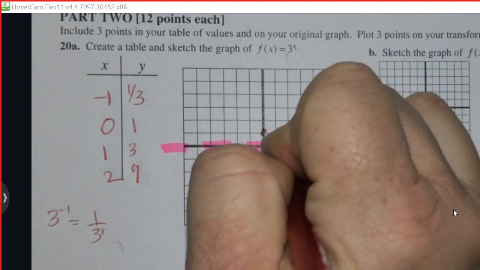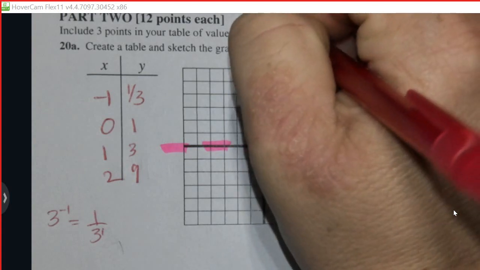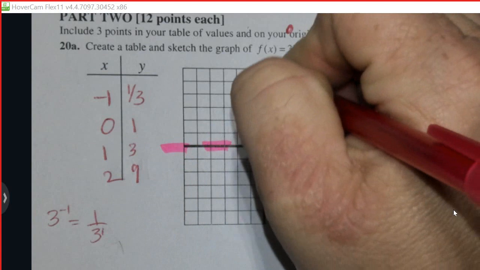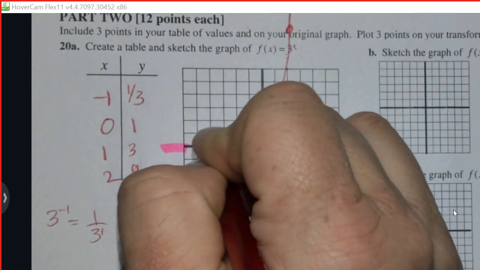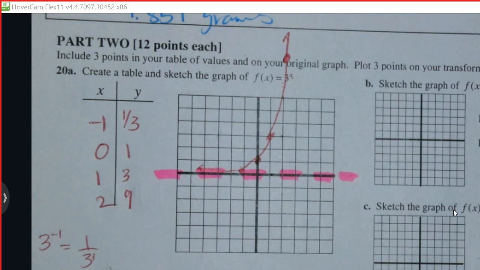Here's 0, 1, 1 to the third. I can see this is way far, so 2, 4, and 6, we're right about there. And -1 to the 1/3, we can get an approximation of what this sketch should look like. That's the parent function. We're going to take that parent function and then we're going to translate it.